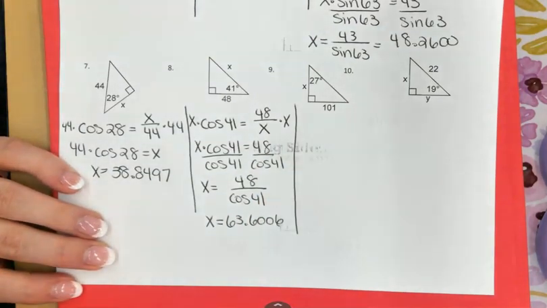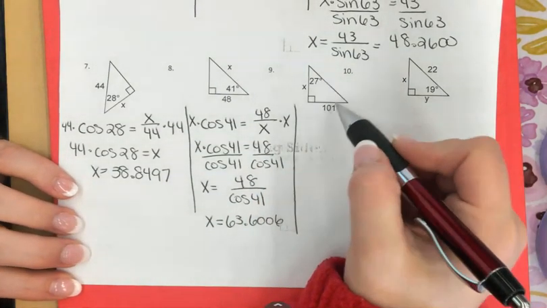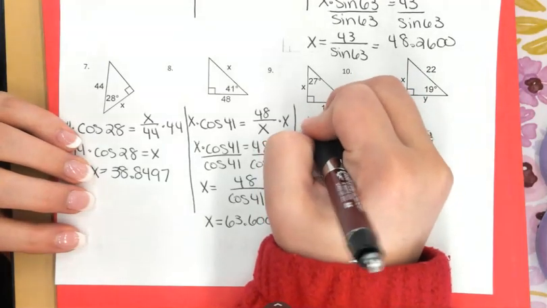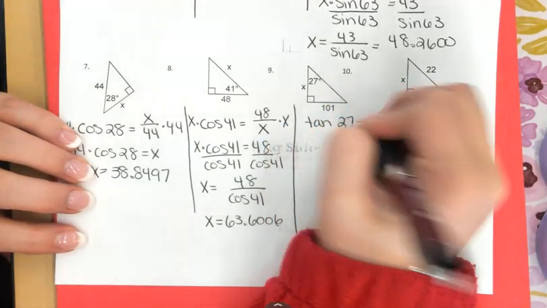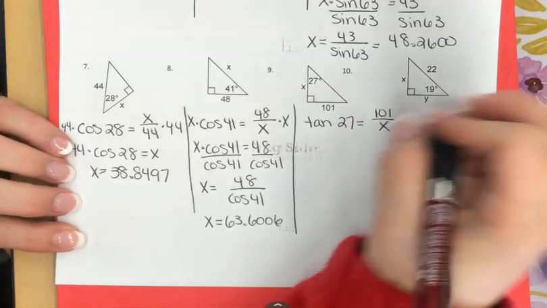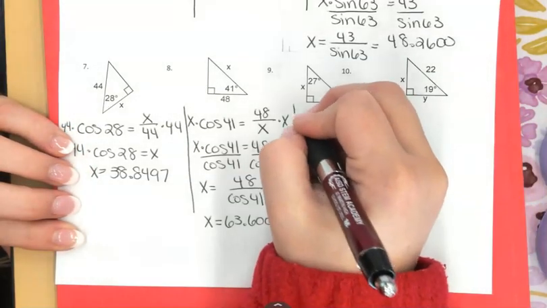On 9, this is my reference angle. I'm given the opposite and I want the adjacent. Opposite and adjacent tell me to use tangent. So the tangent of 27 is going to give me 101 over x. So I got to get x out of the denominator.